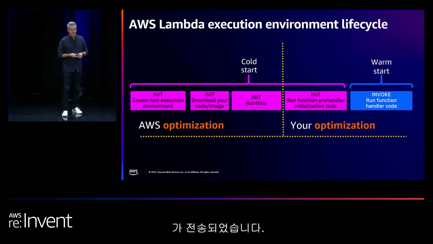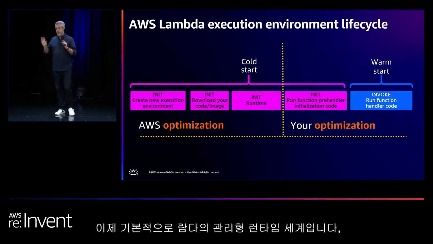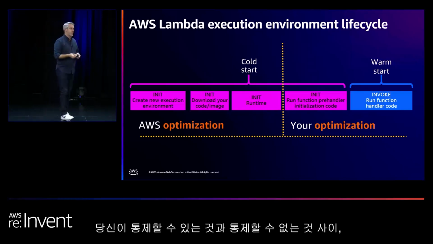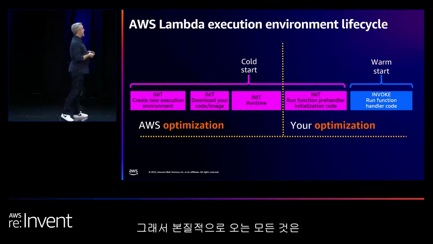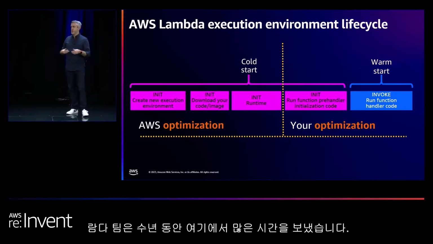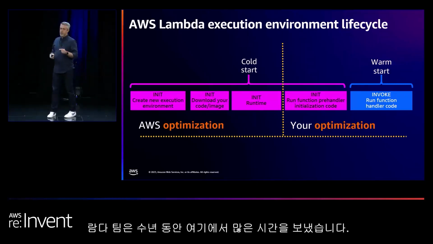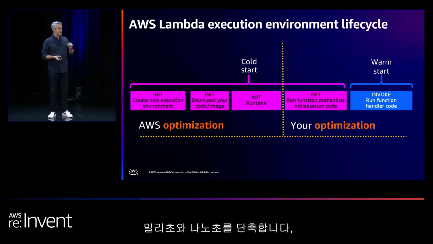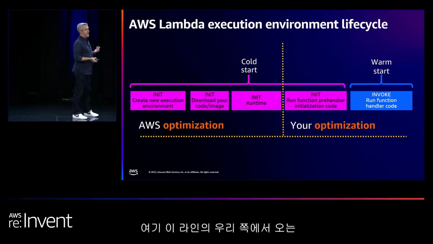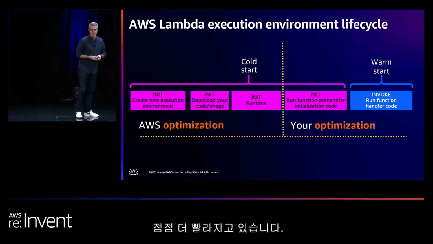Then, after that point, your function is warm and it's ready to execute upon the event that's been sent into it. Now, in a managed runtime world on Lambda, there's a demarcation here between what you can control and what you can't control. Essentially, everything that comes before the init of the runtime is on us. The Lambda team spends a lot of time over the years shaving down milliseconds and nanoseconds, improving jitter, and trying to make everything that comes on our side of this line faster and faster and faster.